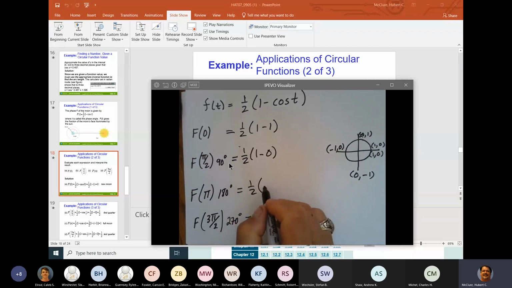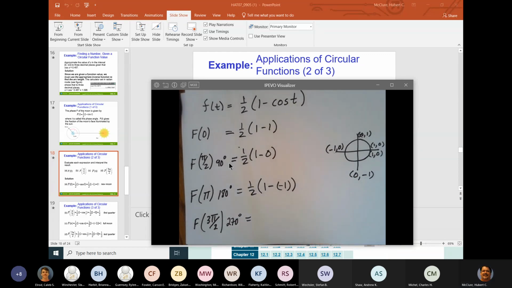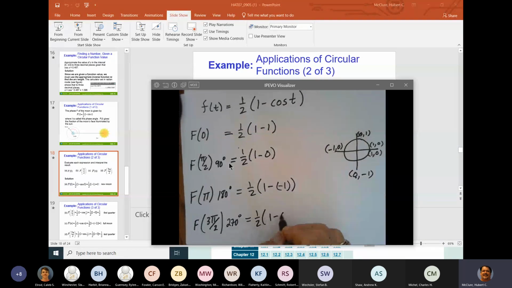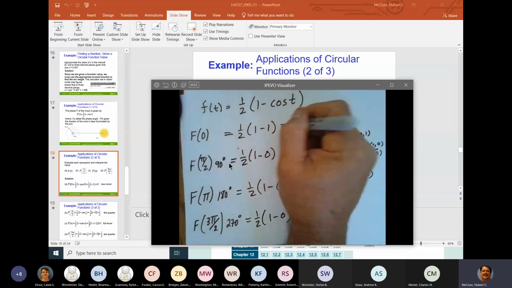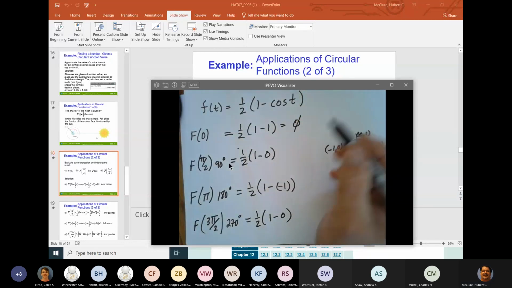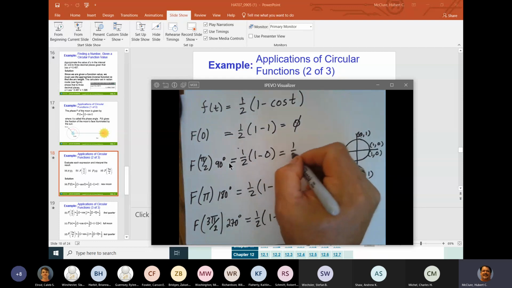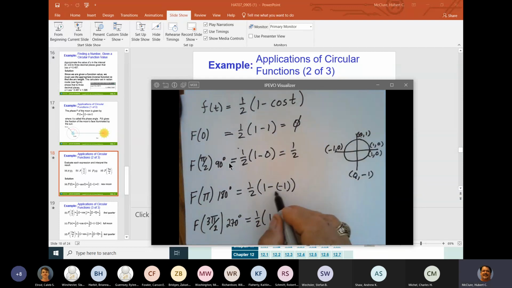1/2, 1 minus, what's the cosine of 180? -1. And what's the cosine of 270? 0. So 1/2, 1 minus 0. And that's going to give you 0, 1/2. 1 plus 1 is 2. 2 over 2 is 1. And 1/2 times 1 is 1/2.